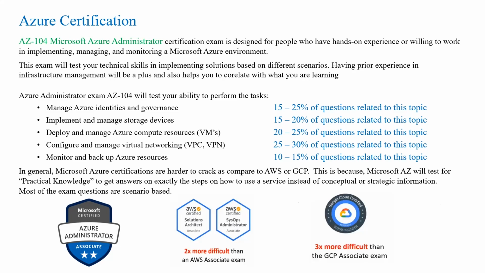Yes, so 20 to 25% of VMs and VPC, VPN. If we touch these two topics in a good manner, it means 50% of the exam questions we can cover. Exactly. And here, again, out of 60 questions, 40 questions are only there for these two topics.